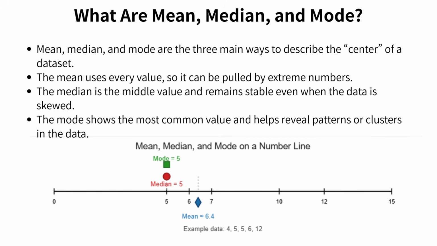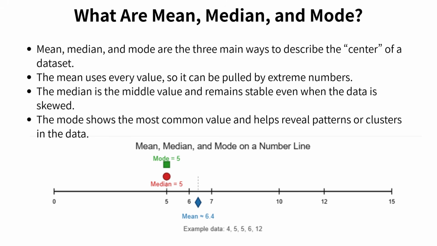The median, on the other hand, is simply the middle value when the numbers are ordered. Because it doesn't depend on all values equally, it stays stable even when the data contains an outlier. That makes the median a more reliable measure when the distribution is uneven or has extreme points.